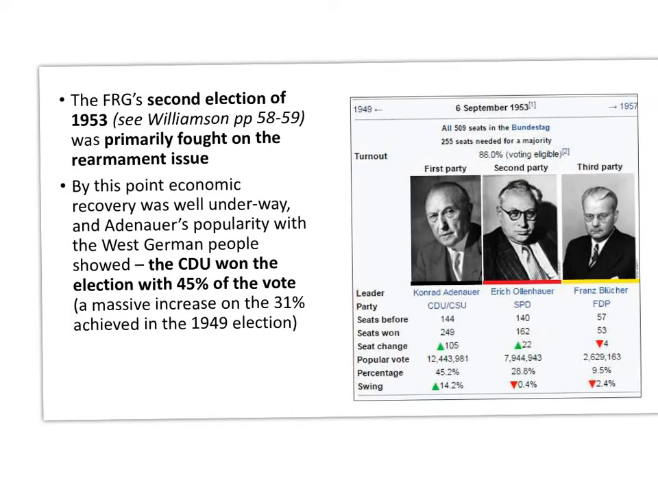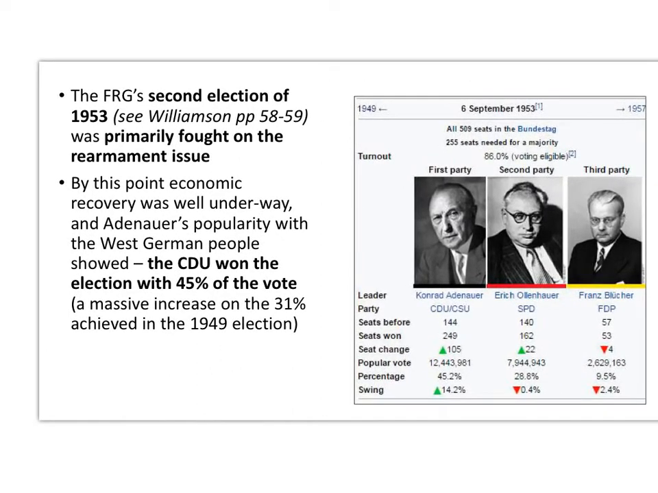So that change in context then helps us understand the second election, which happened in 1953. Now, unlike the 1949 election, that was largely fought over economic issues, as we said, should Germany have a social market economy, which is what the CDU wanted, or should it have a traditional state-run socialist economy, which is what the SPD wanted? By 1953, the agenda had changed, and so the election campaign in 1953 was primarily fought on this big debate about rearmament.